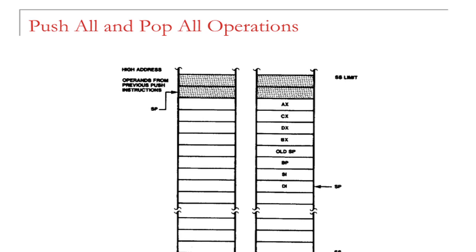For push all and pop all, this diagram shows what other things will be stored into the stack. We have these 8 registers. We will save them when we use the push A instruction. And later when we do pop A, these 8 words will be restored back to their corresponding registers.